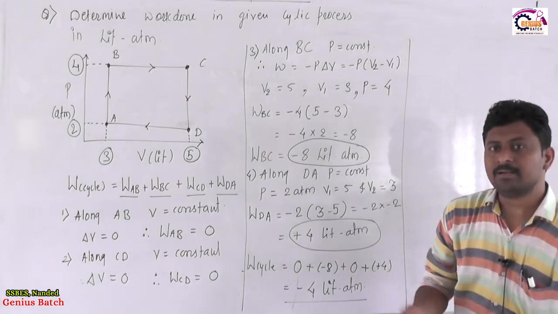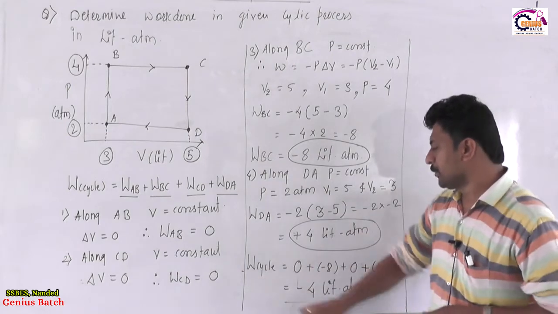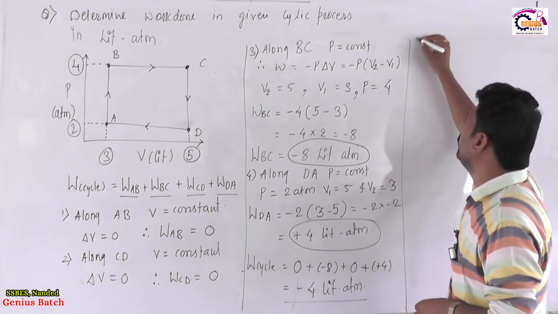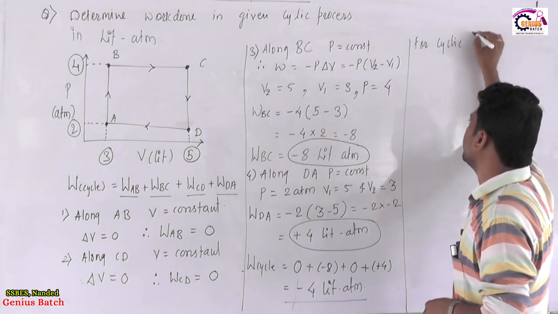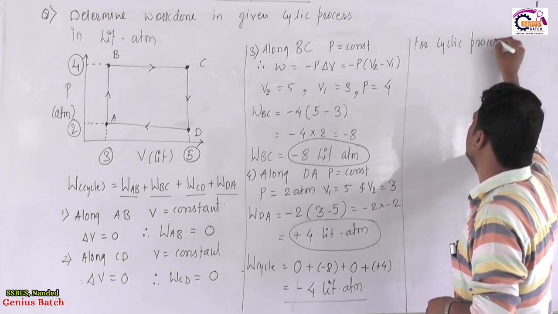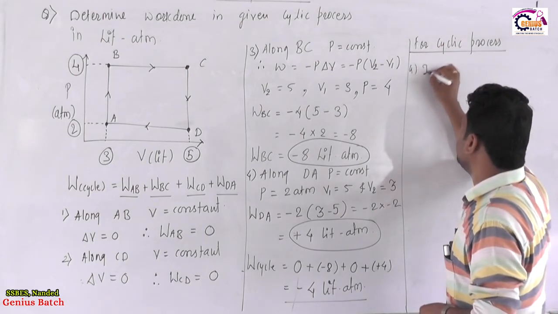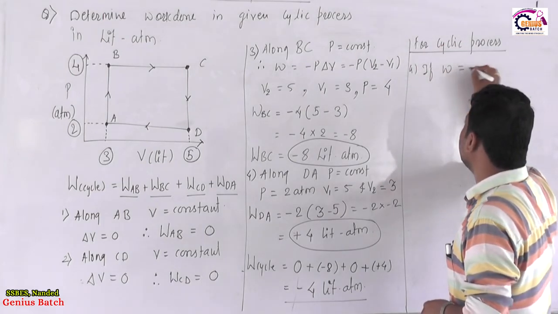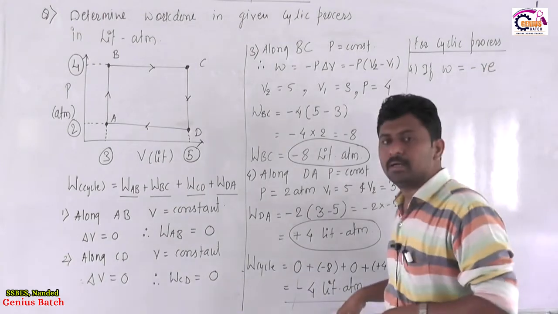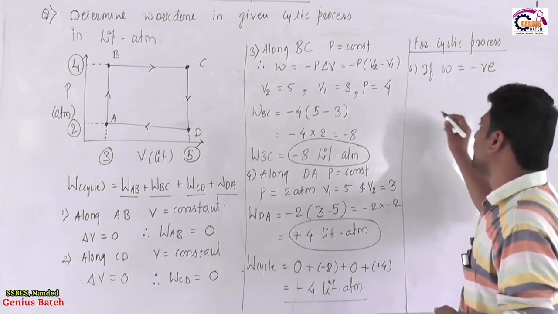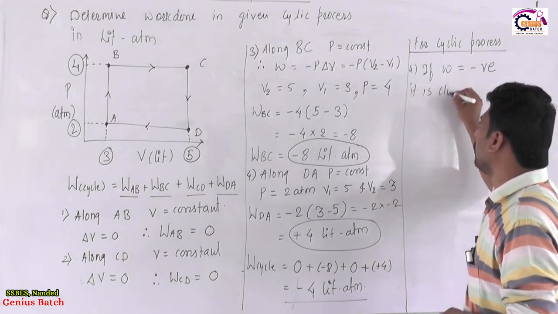So beyond that, we have one more theoretical conclusion. Now for a cyclic process, here we have work done negative. We would draw a conclusion: if W is negative, that means it is a clockwise cycle.